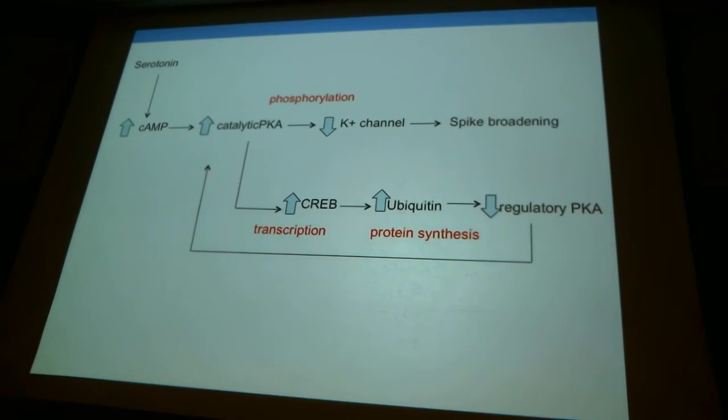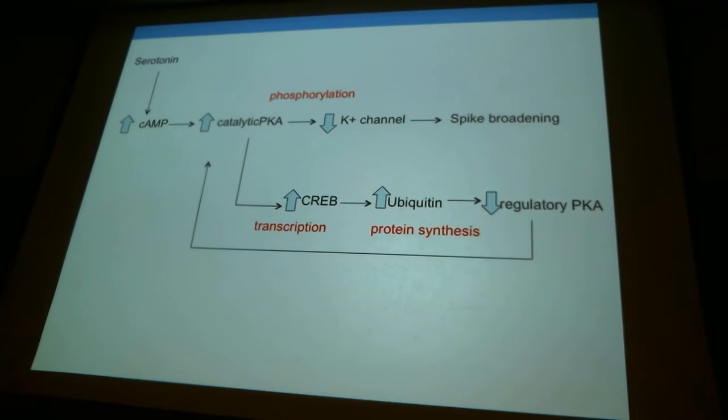I drew a little circuit diagram to see if this would help. Serotonin causes an increase in cyclic AMP, which causes an increase in the activity of the catalytic PKA, which causes a decrease in the potassium channel activation, which causes spike broadening. It does this through phosphorylation. The catalytic PKA also activates CREB, a transcription factor, causing protein synthesis of ubiquitin hydrolase, which degrades regulatory PKA, which enhances the catalytic PKA. So here are your short-term changes, and here's the pathway that allows those short-term changes to persist over time. You only get activation of this part of the pathway when you have a lot of activation of the original stimulus. So, a kind of cool system.